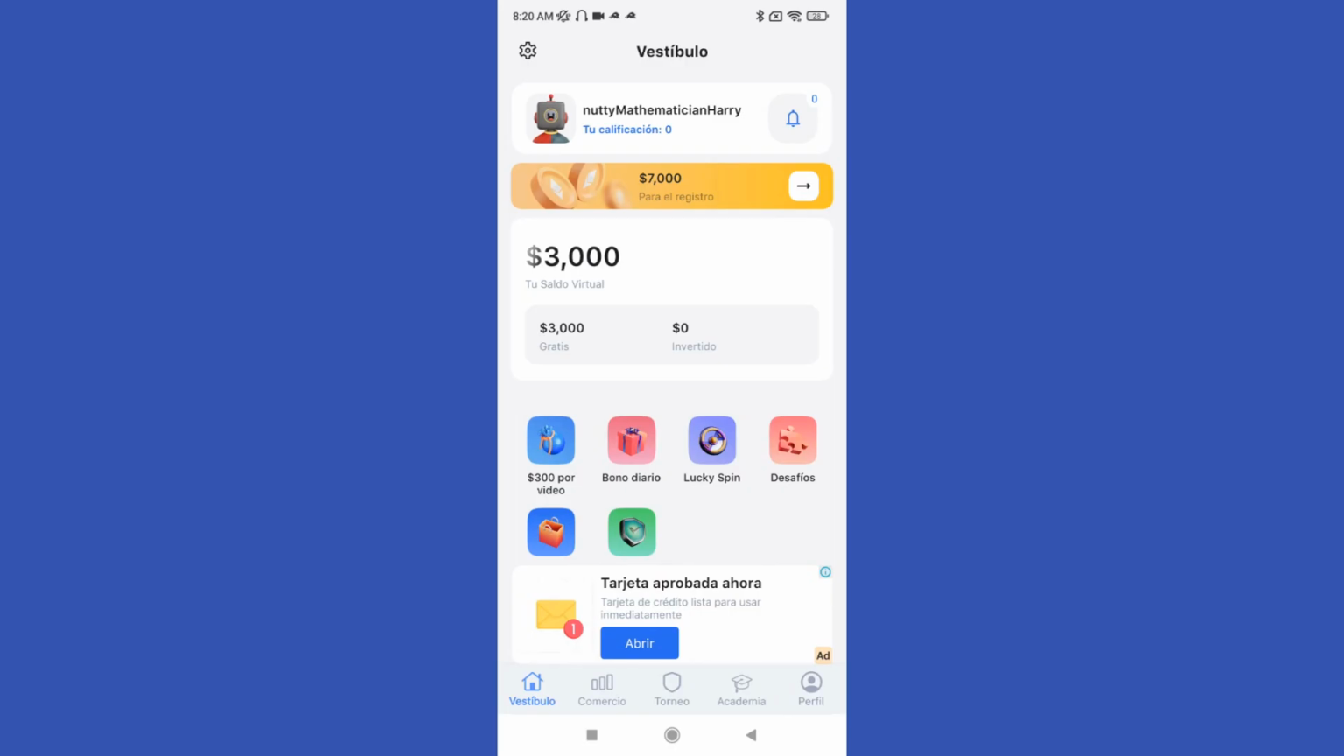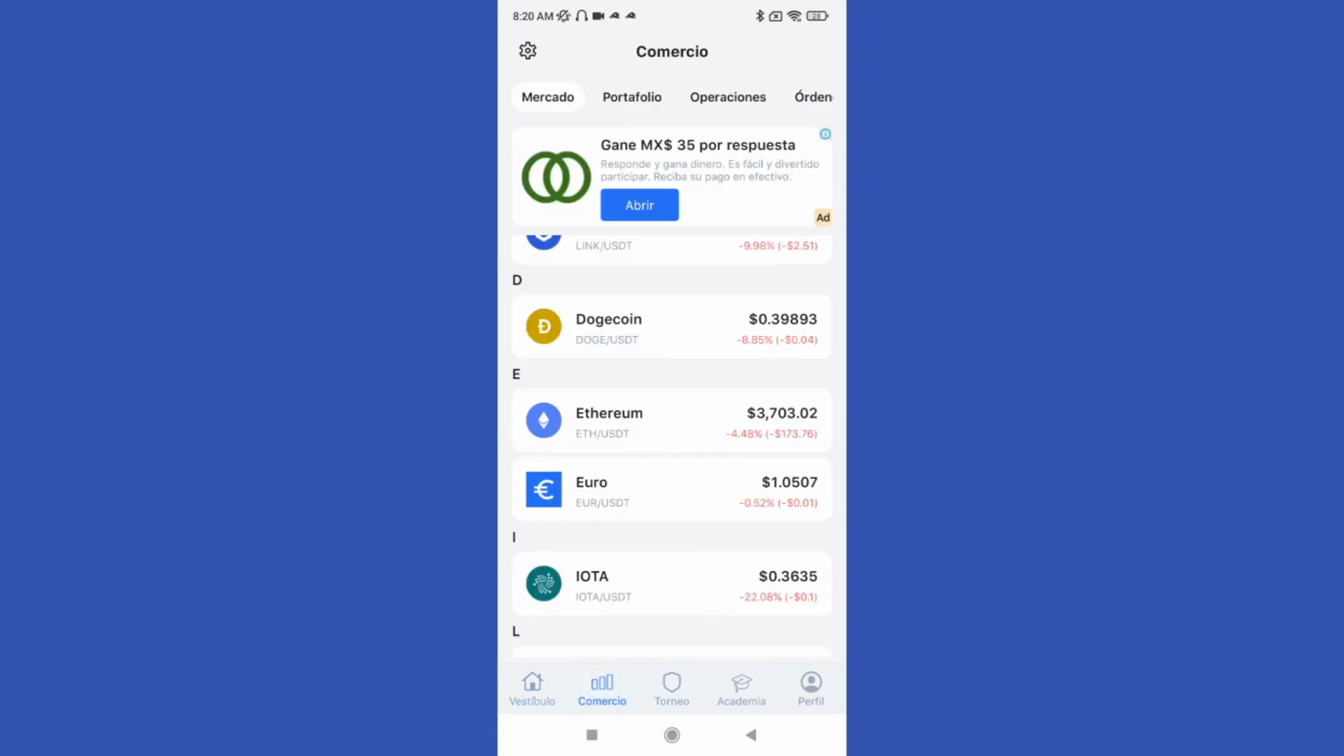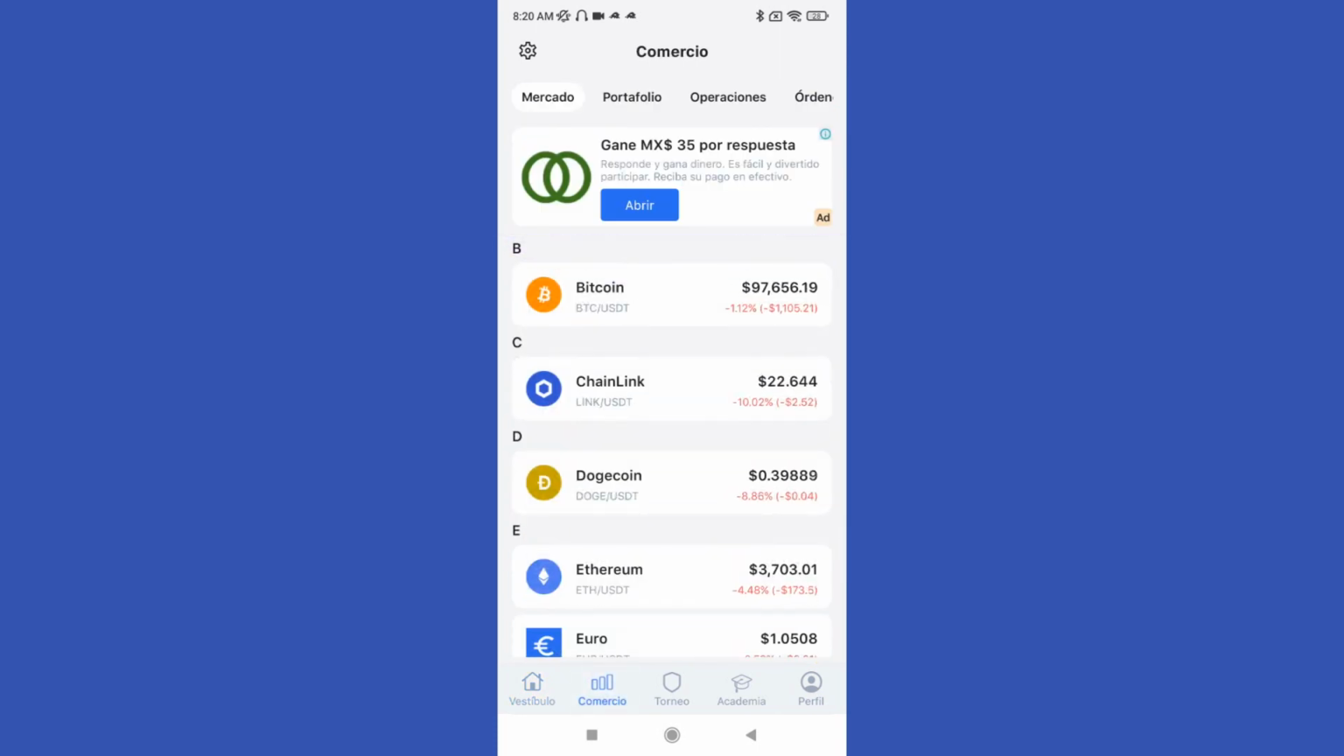I hope this information helps you. So don't try to withdraw the money because that's impossible. So only practice with the Guru app and try to be better on the trading platform.